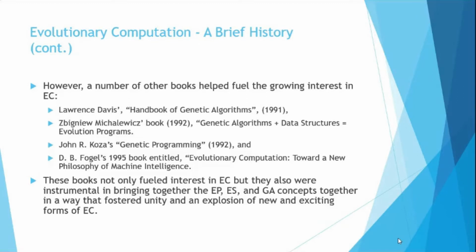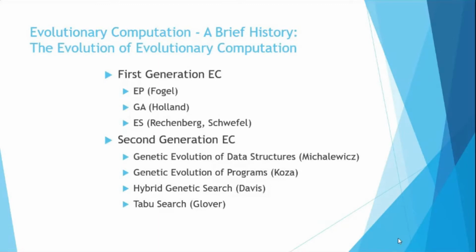The other important thing that happened because of these books is that the concepts of EP, that is evolutionary programming, evolution strategies, and genetic algorithm were brought together. The differences between these were reduced. What happened was an explosion of new and exciting forms of evolutionary computation. These different types of evolutionary computation techniques were classified into three different generations. Whatever has been developed till now is categorized into three generations.